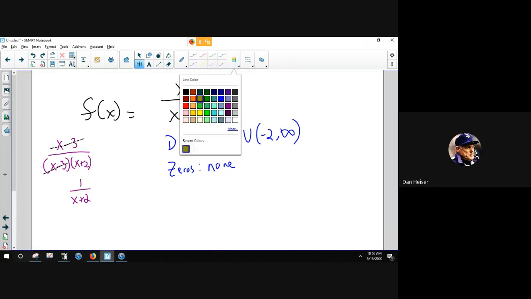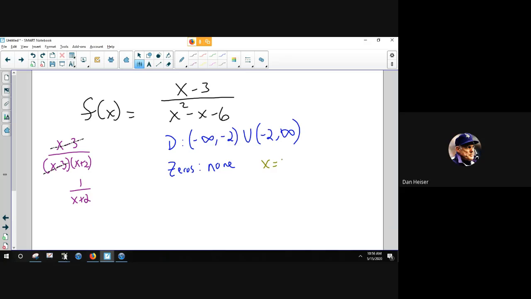Let me get the awful color, even though we're going to make that go away shortly. Vertical asymptote. We have 1 over negative 2. And awful color says x should also equal 3. So again, here's our problem. I have a 0 and a vertical asymptote. Hole at x equals 3.